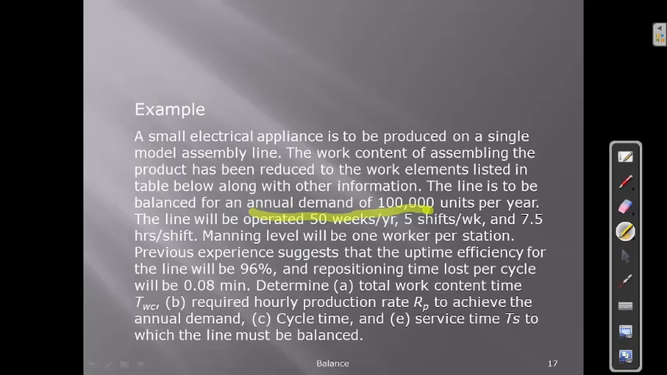So the given data is an annual demand of 100,000 units per year, which is 1 lakh per year, 50 weeks per year, 5 shifts per week, and 7.5 hours per shift. The uptime efficiency is 96% and the repositioning loss is 0.08. They asked us to determine the total work content time and the required cycle time. So we will solve this problem with the Gilbert and Wester method.